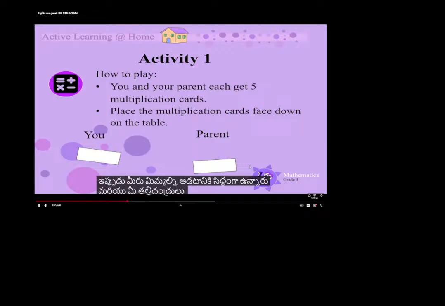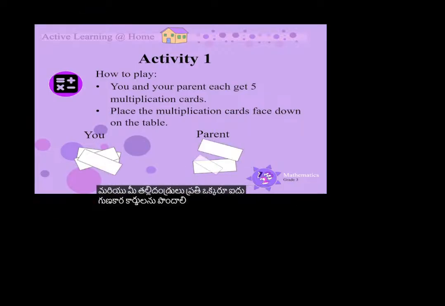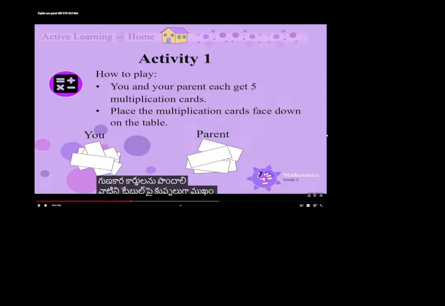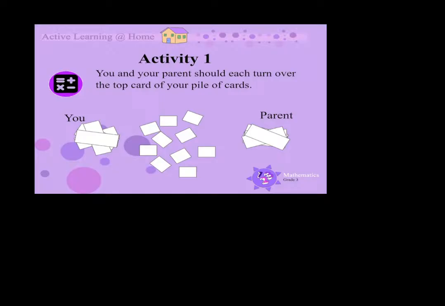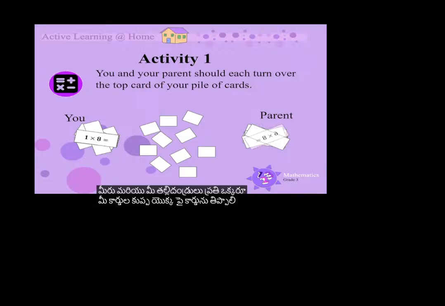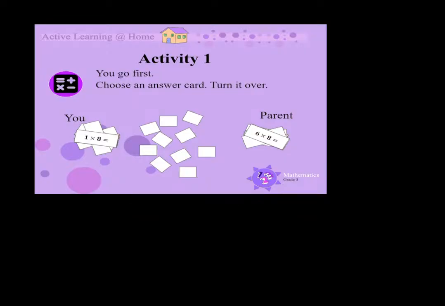You and your parent must each get 5 multiplication cards. Place them face down in piles on the table. Place all the answer cards face down between the 2 piles of 8 times table multiplication cards. You and your parent should each turn over the top card of your pile of cards. You go first. Choose an answer card and turn it over.